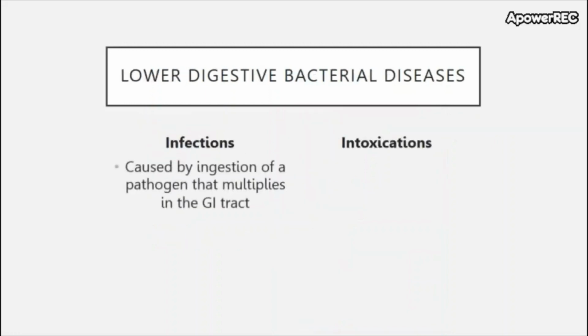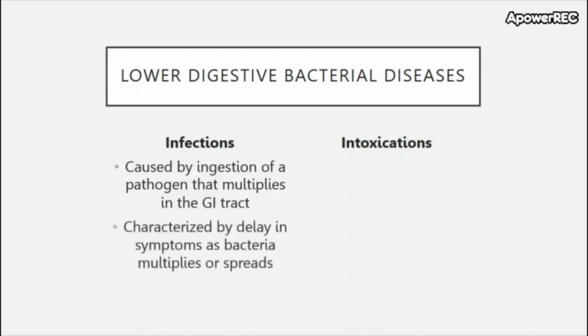So for lower digestive bacterial diseases, we can have two different forms. We can have infections, and these are caused by the ingestion of an active pathogen that multiplies in the GI tract. It's typically characterized by a delay in symptoms as that bacteria multiplies or spreads and grows. And it usually involves a fever.